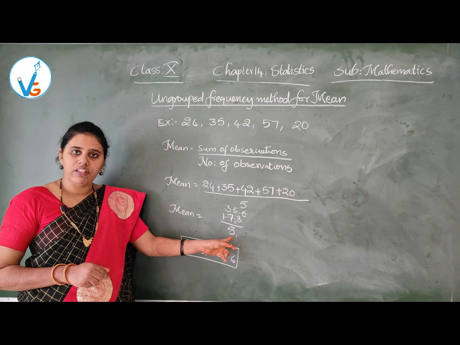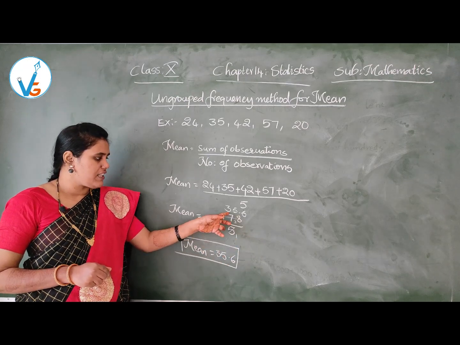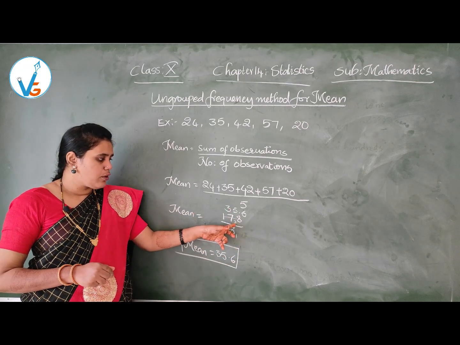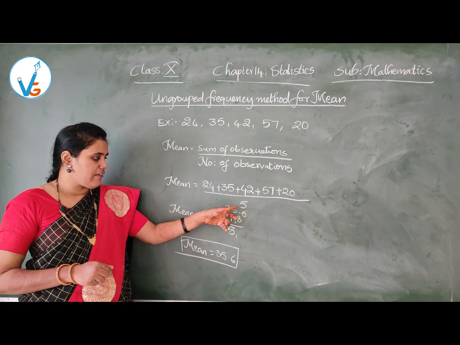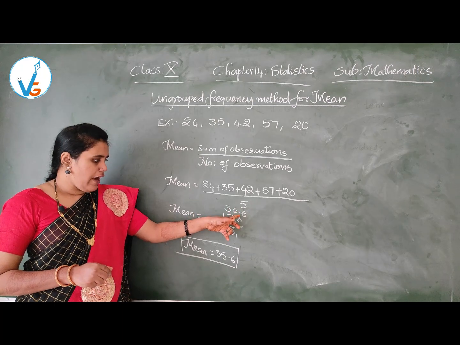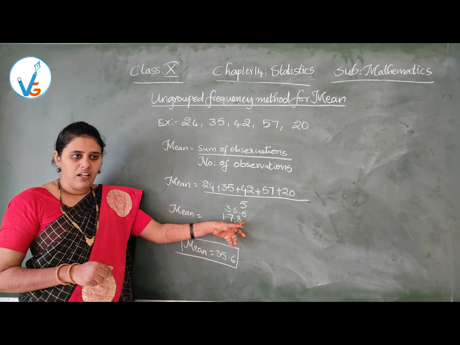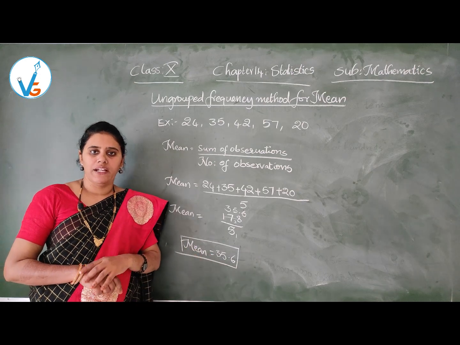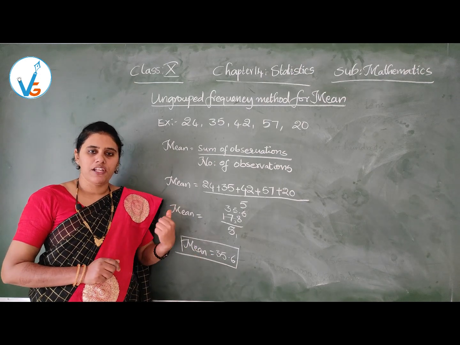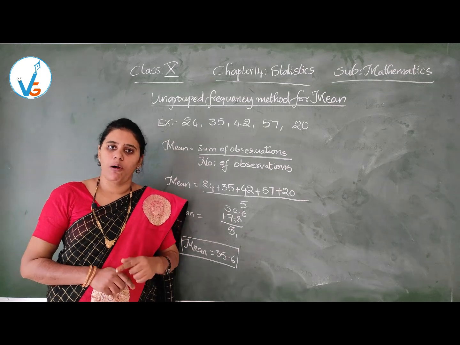If we cancel it with 5 table, 5 ones are 5, 5 threes are 15 and 2 will be remaining here, and 5 ones are 5, 5 fives are 25. Point you have to take, 3 will be remaining after it. So 5 sixes will become 30. So mean is equals to 35.6. I hope you have understood mean in an ungrouped form.